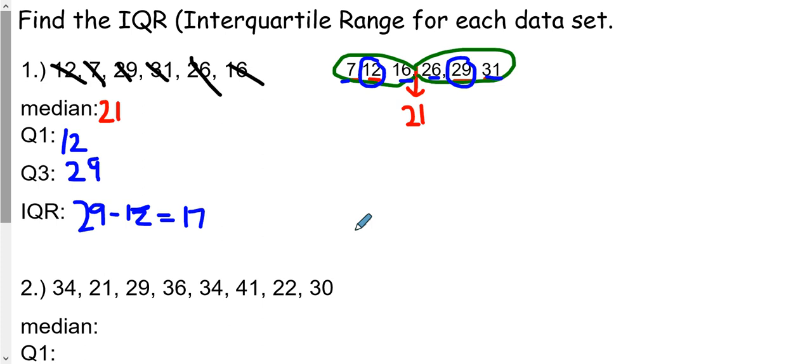That's how we find all of it for that kind of data set. So we had 6 points in that data set. Our median wasn't truly in our data set, so we still do include those numbers when we're finding Q1 and Q3.